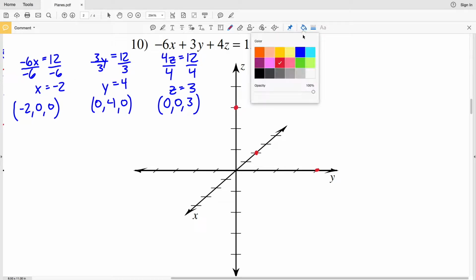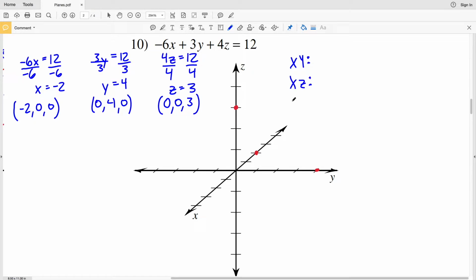Now we're going to find each of our traces. We have the xy trace, we have the xz trace, and we have yz. So xy is from that x-intercept to that y-intercept, and the equation of that line, and that occurs when z is 0. So that's going to be negative 6x plus 3y equals 12.